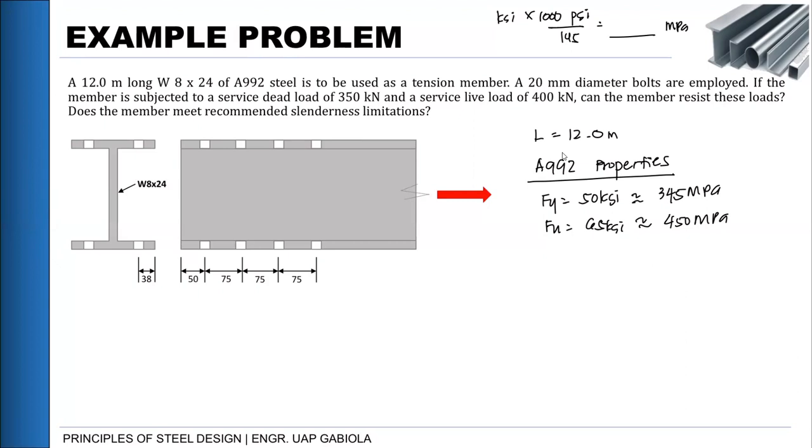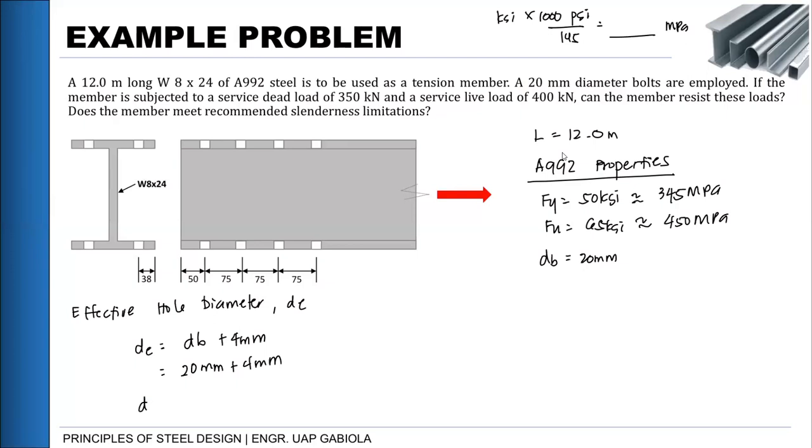And then what else? The next given is we have the diameter of our bolt. When dB is given 20 mm, we can now easily calculate the value for our effective hole diameter. And since the diameter of bolt is given, we have the formula dE is equal to dB plus 4 mm. That will be 20 mm plus 4 mm. Then dE will be equal to 24 mm.